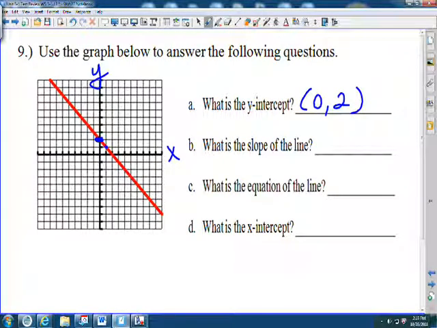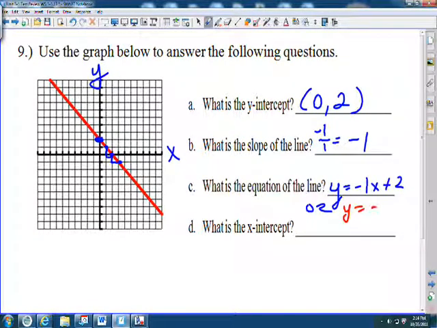I'm going to go down 1 and over 1. Oh, wow, that worked. Try it again. Down 1 and over 1. Down 1 and over 1. Oh, perfect. So down 1 is -1 over 1. The slope is -1. The equation of the line, y equals -1x plus 2. Or you can write it, y equals -x plus 2.